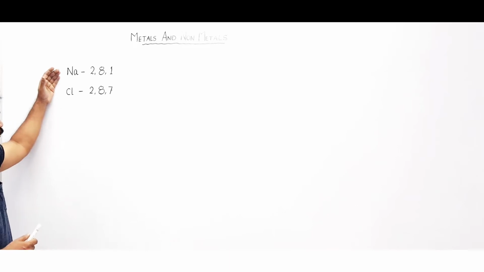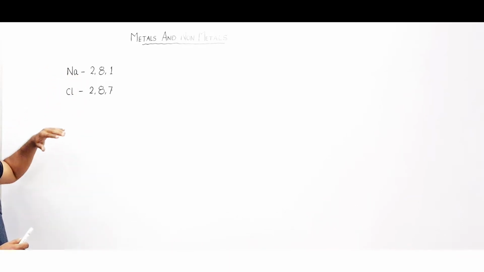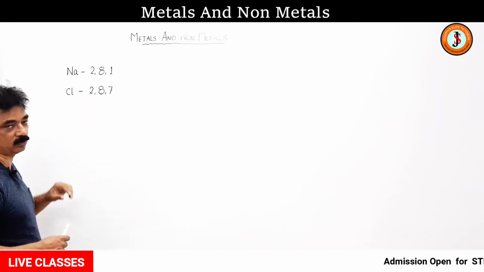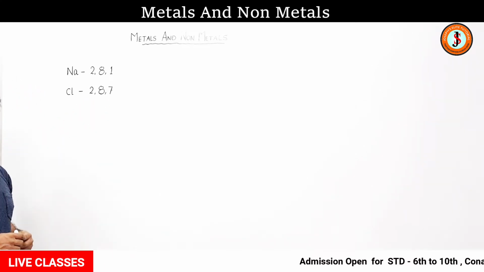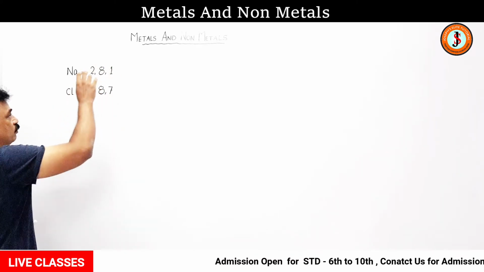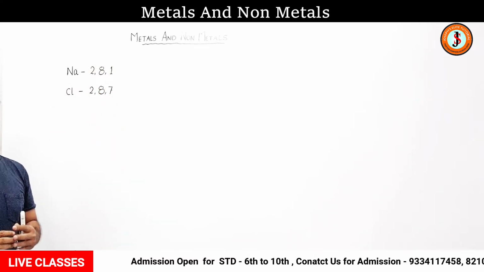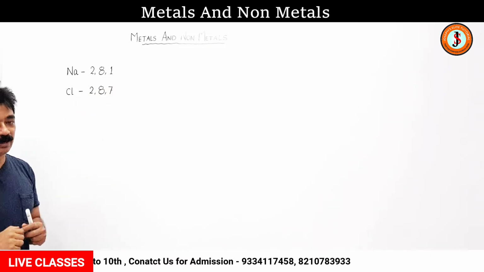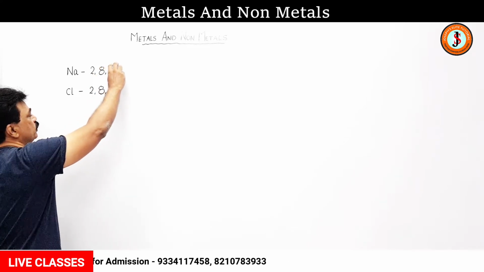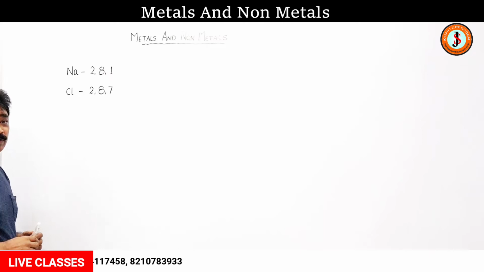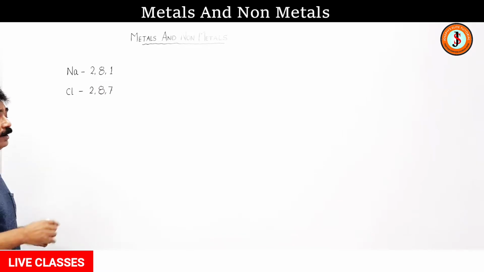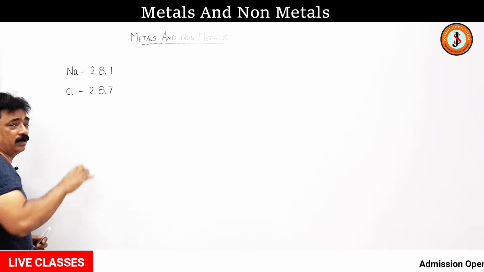Now let us see. I have written sodium, which has 11 electrons and its electronic configuration is 2, 8, 1, and chlorine, whose electronic configuration is 2, 8, 7. As you know, in chemical bond formation, atoms of elements want to get their octet complete. That means they want to have their outermost orbit containing 8 electrons. Now here, when you look at sodium, if it loses one electron, then this orbit becomes the outermost orbit, and its outermost orbit will contain 8 electrons.